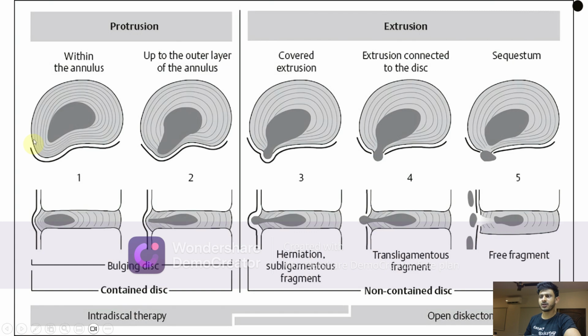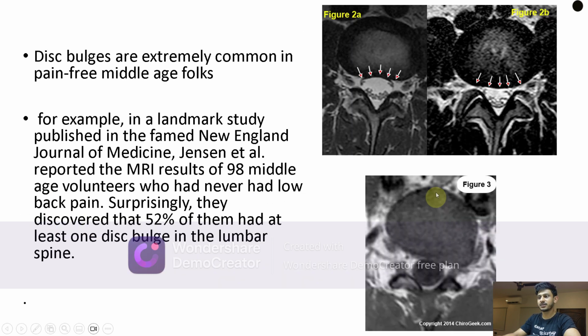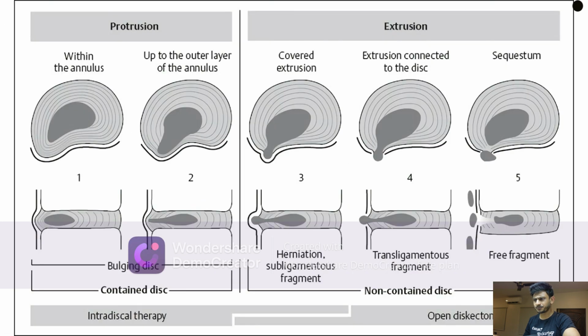Coming to an extrusion or non-contained or transligamentous herniation, disc material herniates through the annulus but remains continuous with the disc space. What this means is, extrusion can also be divided into three. It's a covered extrusion, which means the disc material is protruded out through the annulus, but the posterior longitudinal ligament is still intact. So it is subligamentous. Transligamentous fragment is when the disc material has come out through the annulus and the posterior longitudinal ligament.